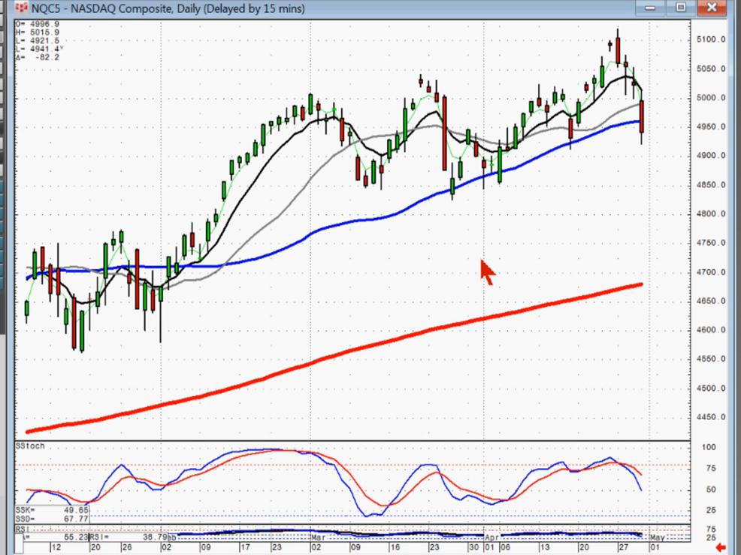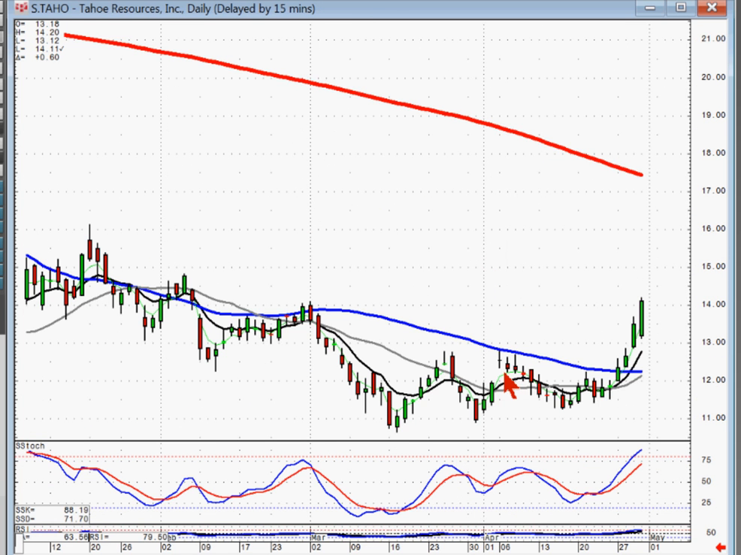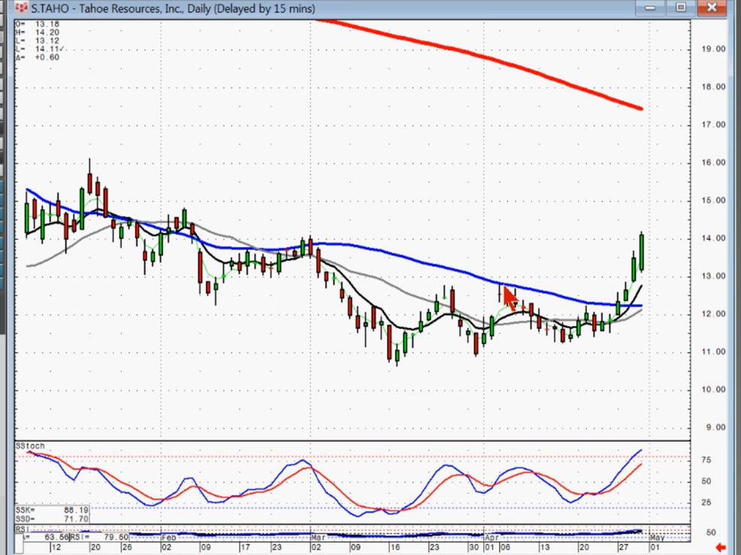Okay, let's take a look at a few things here. We had recommended Tahoe. I'm trying to find the J-hook pattern. Tahoe was a nice fry pan bottom. This is what we call the bobble. Notice how it came up and hit the 50, and then there was this rounding bottom, and where did it break out? At the 50 again. This tells us we got a big fry pan bottom. Our next likely target is up here at the 200-day moving average.